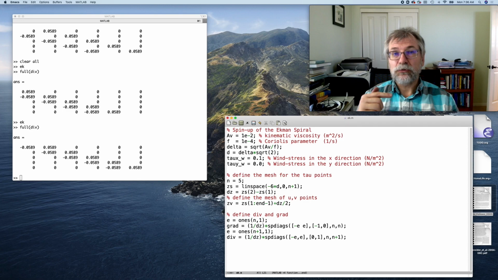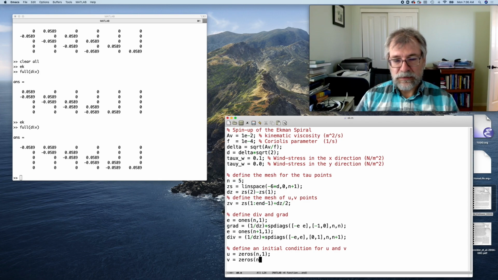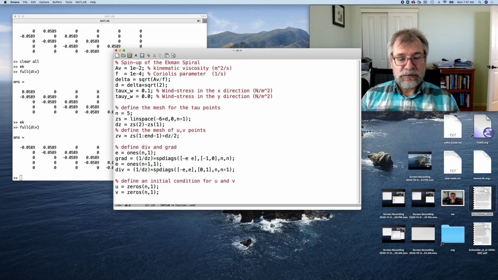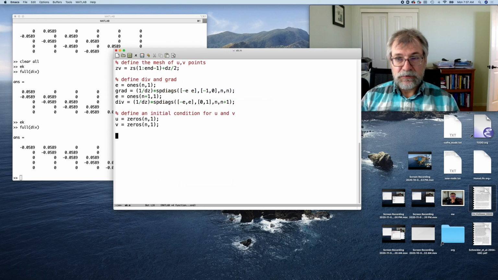We're ready to write the loop in which we time step. We march through for the solution. So first I'm going to define an initial condition for u and v. And that's going to be simple. I'm just going to say u is equal to zeros n comma 1 and v is equal to zeros n comma 1. So we're going to start from a state of rest. Alright, these are the initial conditions, and then we're going to define the time step size, delta t. So define the time step size, dt, and I'm going to pick it to be, let's say 1 minute. I don't know what's the right value to pick.